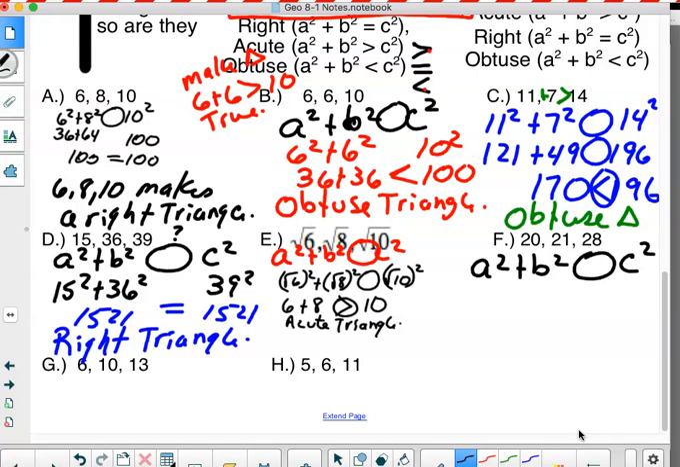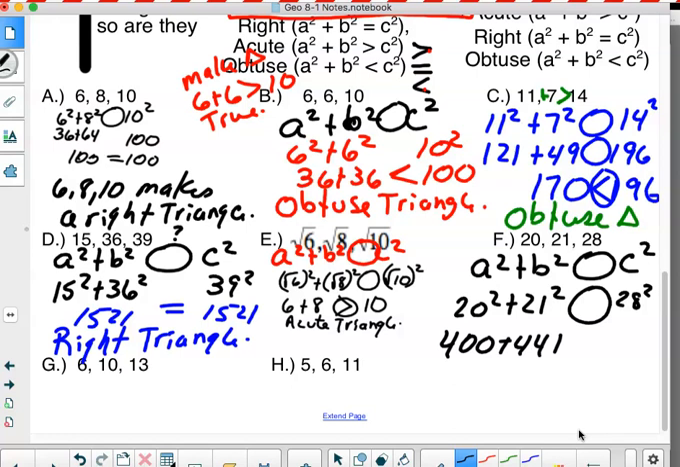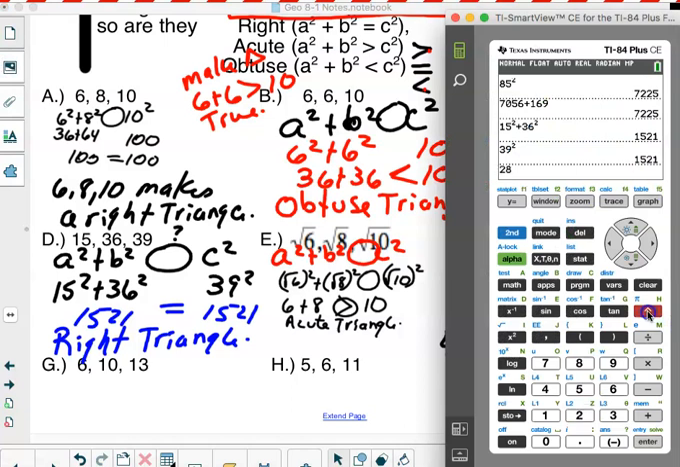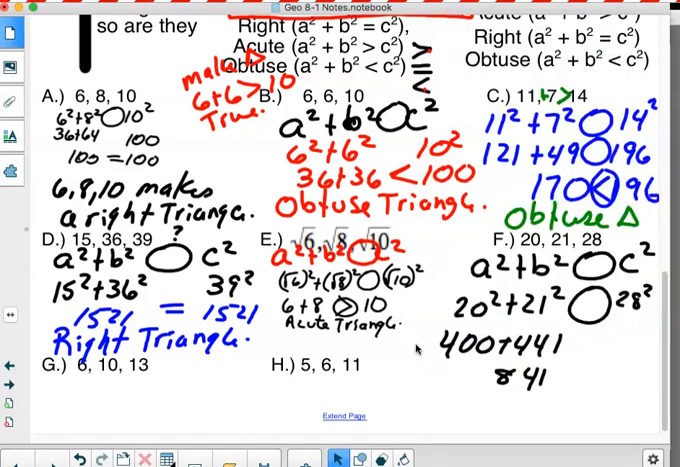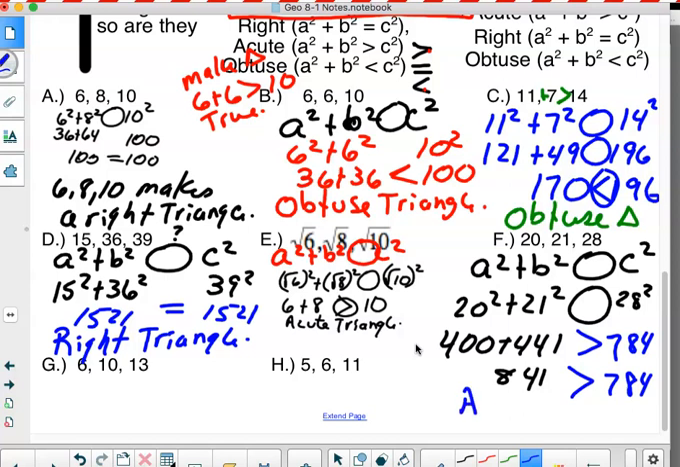20, 21, 41, greater than 28. Okay, so it's totally going to make a triangle. Now we already did 400 plus 441. Okay, that's 841. Well, I don't know anything about 28 squared, so 28 squared is 784. Well, that's 784, and 784 is far less than that. So I'm looking at if those two legs are greater than the longest one, this is acute again.